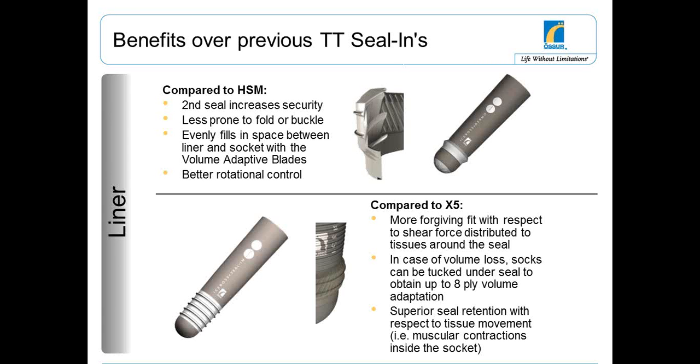In the case of volume loss, another plus is that if we do need to add socks, we can tuck those socks underneath the seal. For vacuum application, I have seen folks also add half socks underneath the seal in some cases. There's also superior seal retention with respect to tissue movement. For example, if people are having muscular contractions inside the socket, you get very good seal retention, as opposed to the X5, where the seal kind of moves with the contractions of the tissue inside the socket.